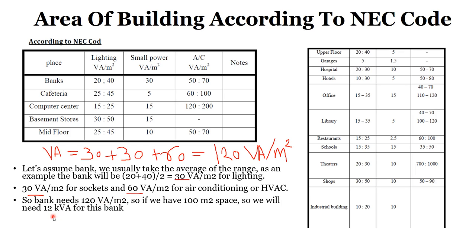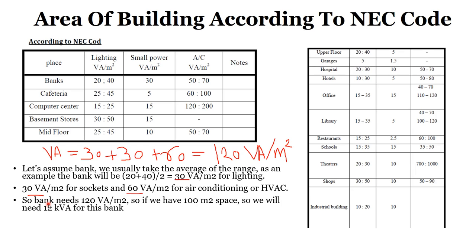Then we will have 12 kilovolt ampere for this bank, because 120 multiplied by 100 will give us 12,000 volt ampere. So in order to convert from volt ampere to kilovolt ampere, we will divide by 1,000. So we will have 12 kilovolt ampere for this bank. So this is the amount of power required for this bank if the bank is one floor.